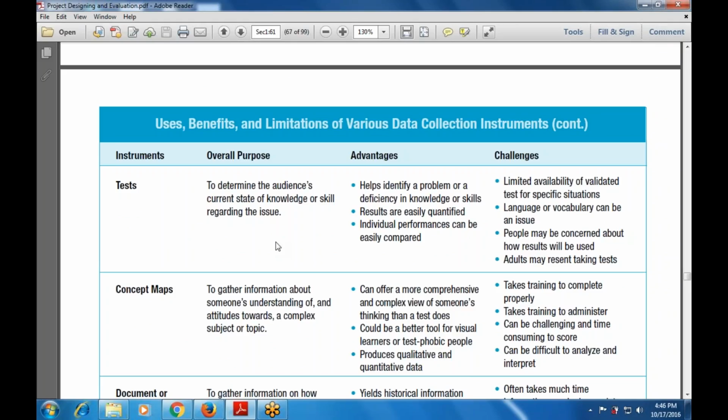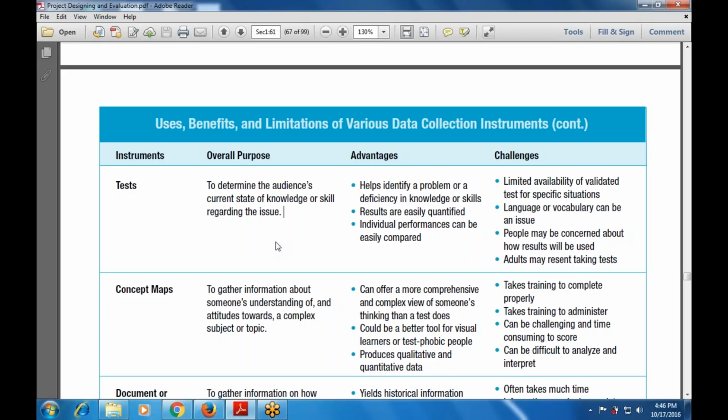What is the main purpose? To determine the audience analysis, with the current state of the knowledge or the skill regarding the issue that is used with the test. To determine the audience's current state of knowledge or skill, whatever the issue that is used with the test.